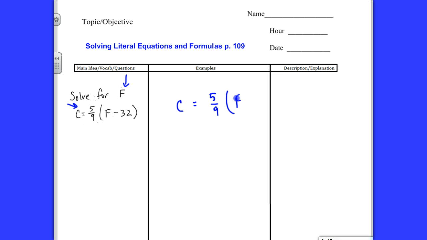Now, write it out like this. 30 minus 32. There we go. Now, when we look at this question, again, where's our target? So let's identify that. Identify.